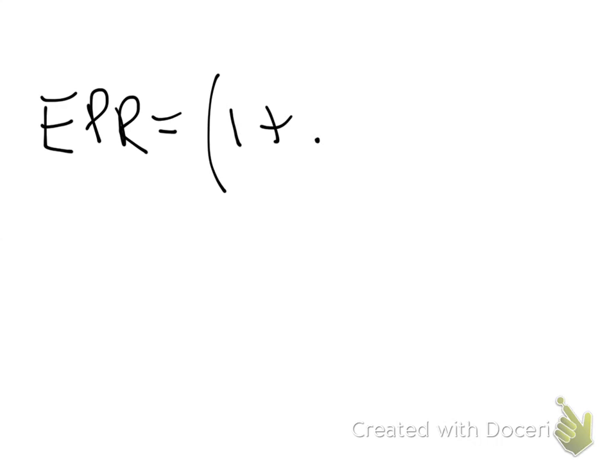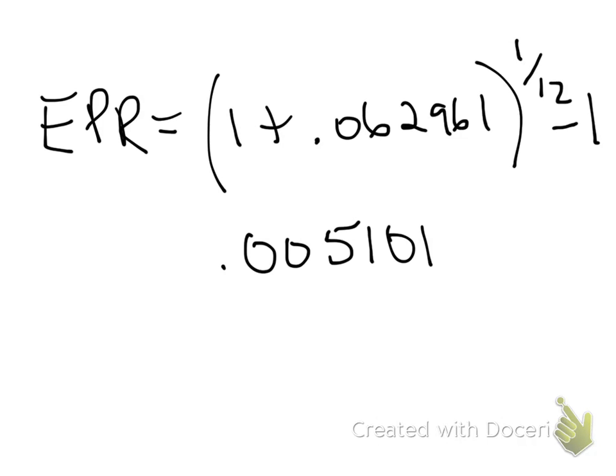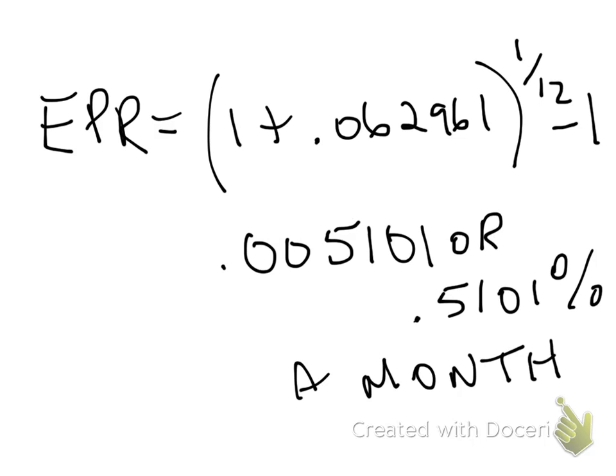So let's have a look at that. So there's our 1.062961. So that's the number we calculated as our effective annual rate. Now we want our effective period rate. So we put that into our formula, 1.062961 to the 1/12th, or the 12th root, minus 1. And we come up with 0.005101, or multiplied by 100 in percentage terms, we have a monthly rate of 0.5101% a month on our mortgage.